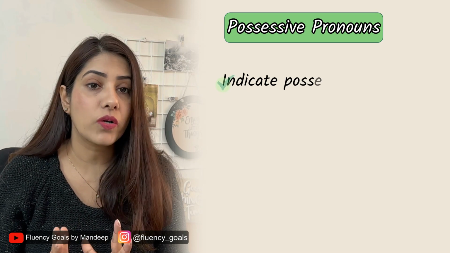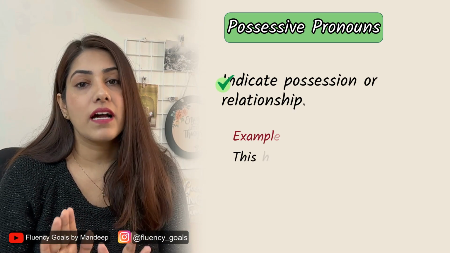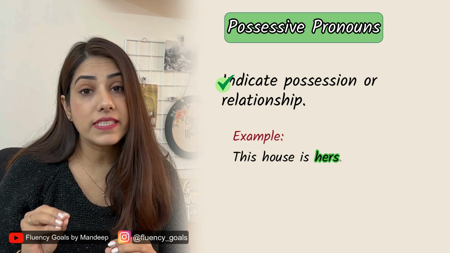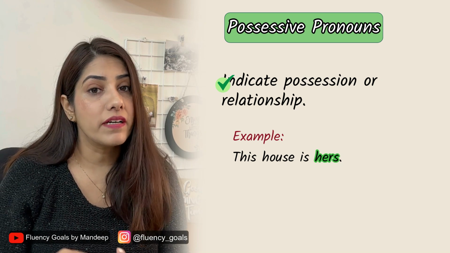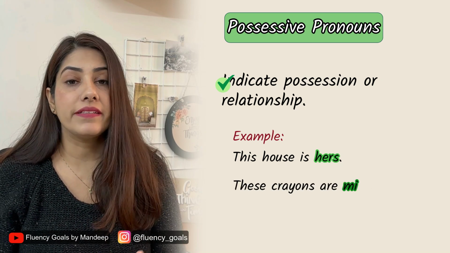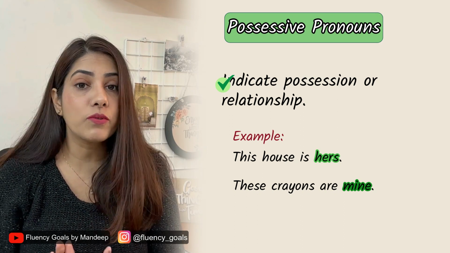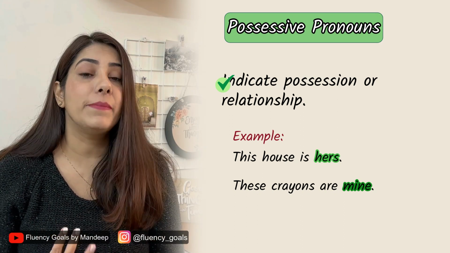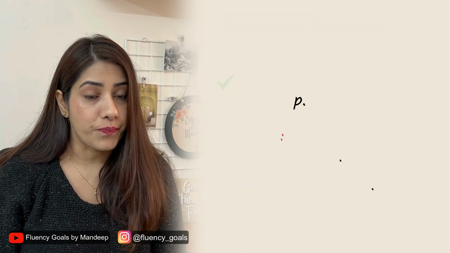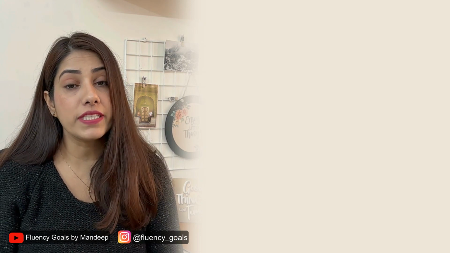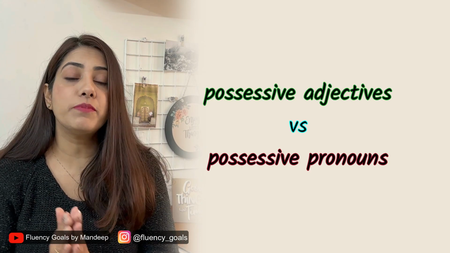Moving on to possessive pronouns. Possessive pronouns are those pronouns that indicate possession or relationship. This house is hers. Now, hers here is indicating possession, ownership of the house by her. These crayons are mine. Here, mine is indicating the ownership of the crayons by me. So, these crayons are mine. Here, mine is the possessive pronoun. Now, many learners get confused with the possessive adjective and possessive pronouns. Let's consider these two examples here.